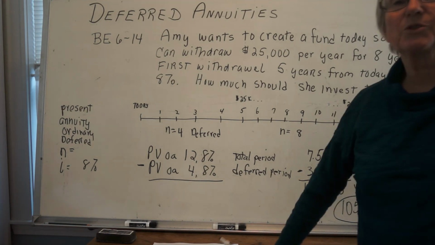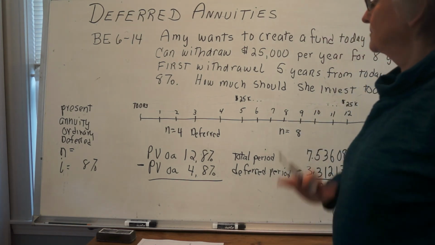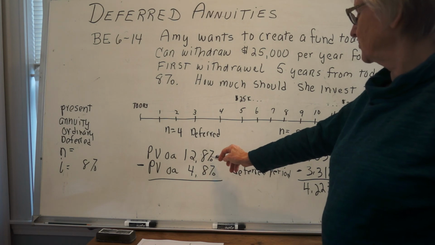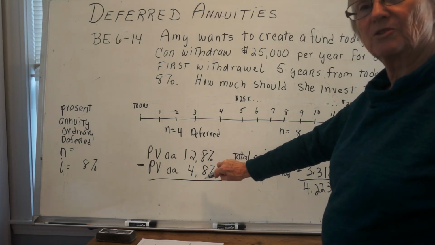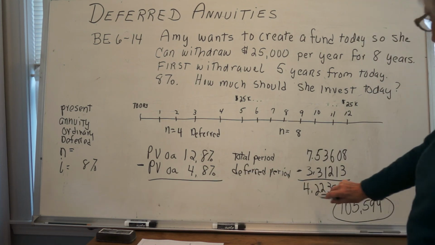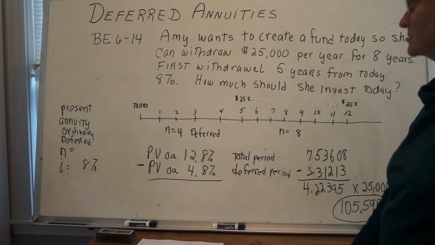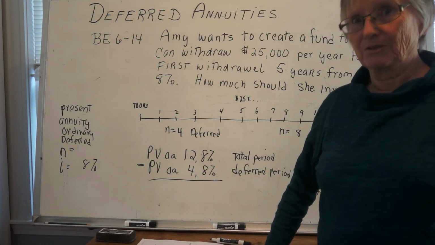When you're dealing with the present value of a deferred annuity, you have to map out the problem so it makes sense. You get the factor for the total period, less the factor for the deferred period. That gives you the factor to use, and then you solve it like you would other problems. So that is a deferred annuity, the present value.